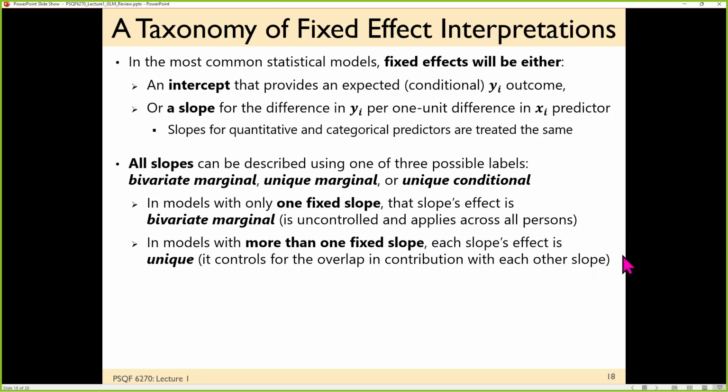If you have more than one slope, then it turns into unique and marginal. So we have to say, after controlling for this stuff, here's the effect of my predictor. Or holding constant this other stuff, after adjusting for this other stuff. Any euphemisms I'm forgetting? How do we talk about this idea? Holding constant, controlling for, adjusting for are the ones that come to mind. What am I missing?